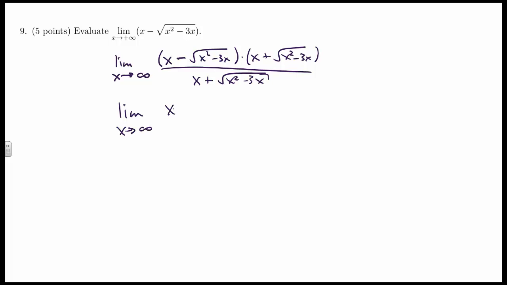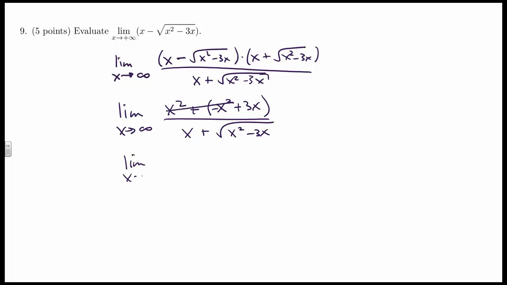Well, x times x is x squared, and then, of course, this is going to be a difference of squares. The square roots are going to knock each other out, so we're going to end up with negative x squared minus 3x on the top. And then we're going to end up with x plus root x squared minus 3x on the bottom. If we distribute this negative sign through, those x squareds cancel, leaving us the limit as we approach infinity of 3x over x plus square root x squared minus 3x.